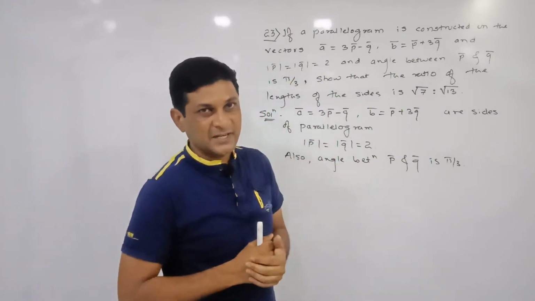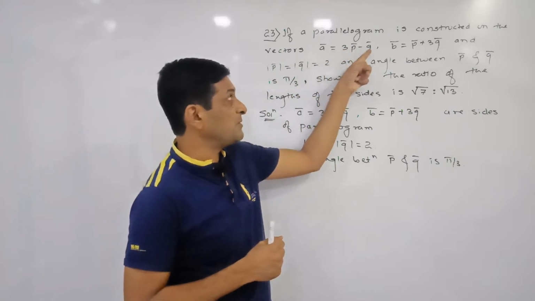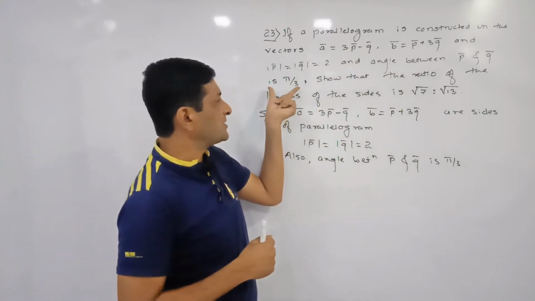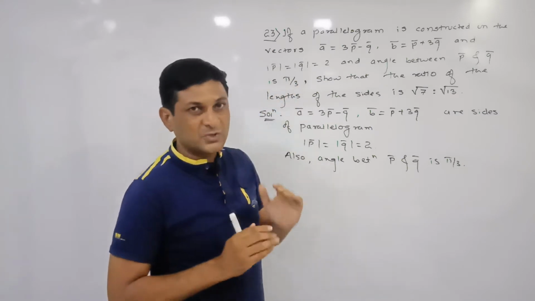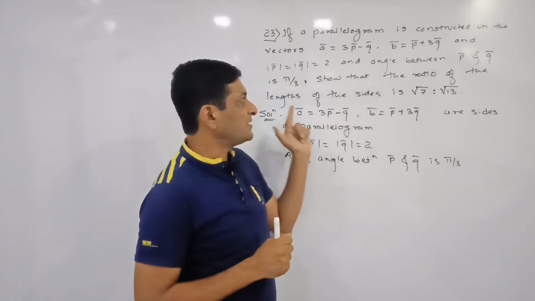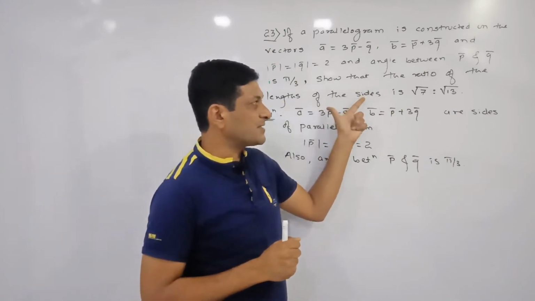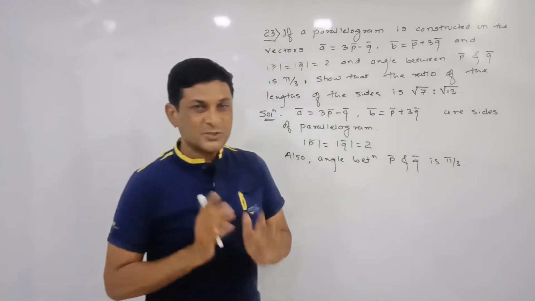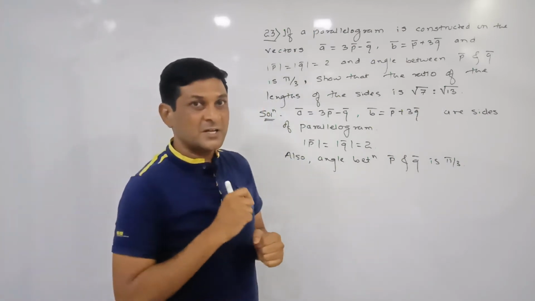This is also the second given condition, that the magnitude of p bar and q bar is equal to 2, and the angle between p bar and q bar is equal to pi by 3. Using all these given conditions, we have to show that the ratio of the length of sides is root 7 is to root 13. So again, try to understand what the given conditions are here.